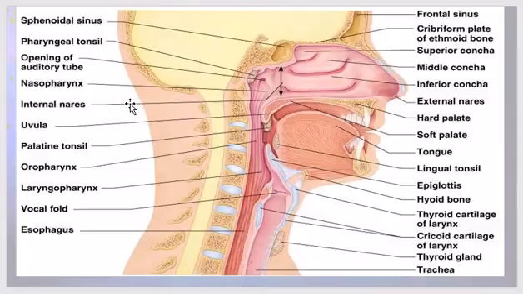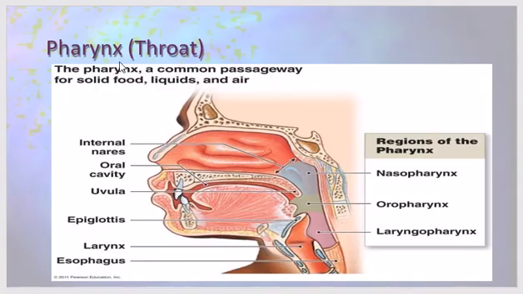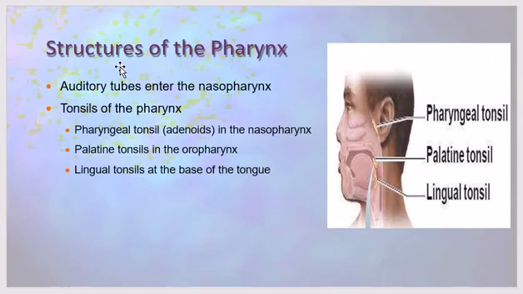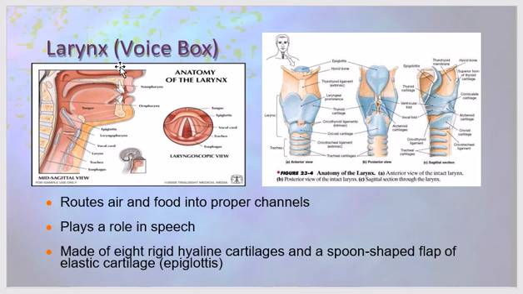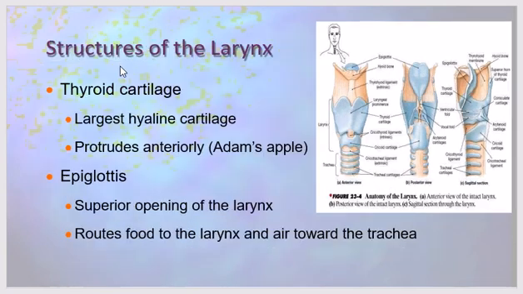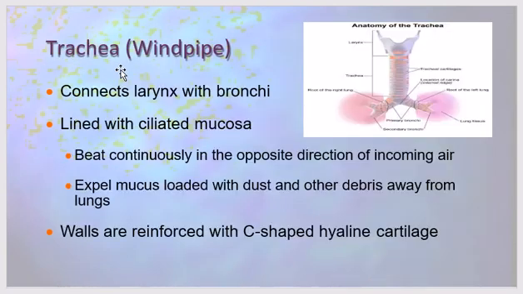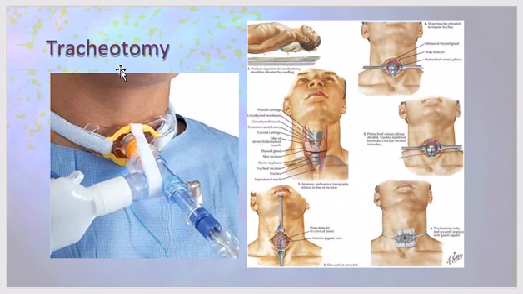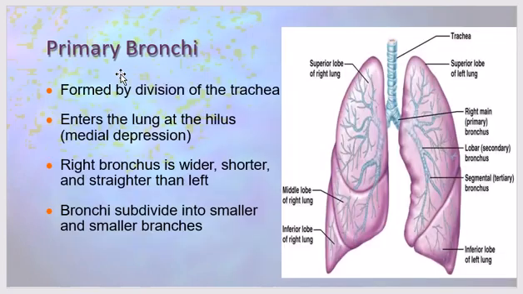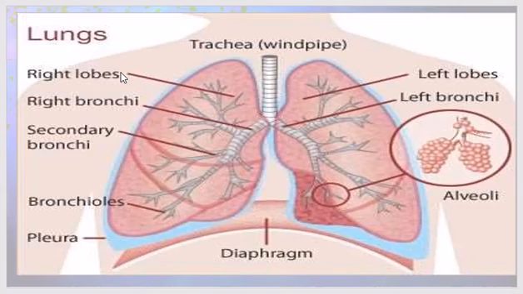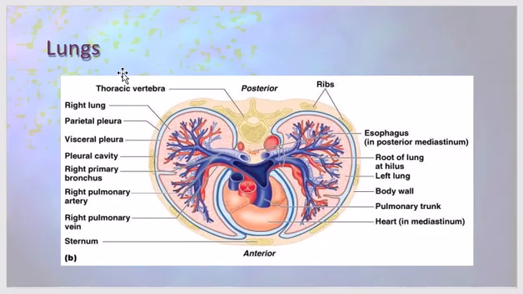Till now we have completed the pharynx, your structure of pharynx, your larynx, also known as the voice box, your structure of larynx, then trachea, then tracheotomy, then primary bronchi, then last is the lungs. Now we will continue with the structure of your lungs in the next class.